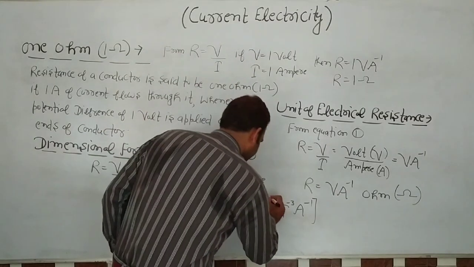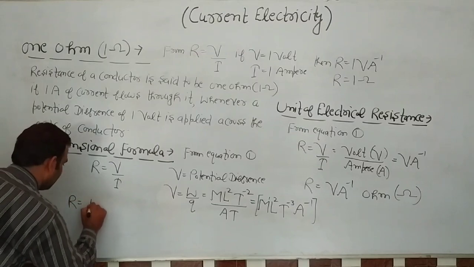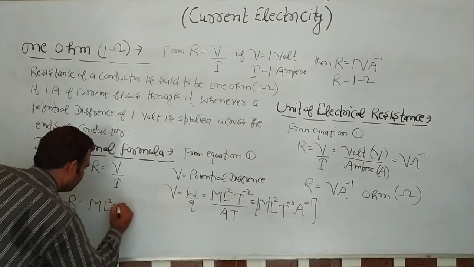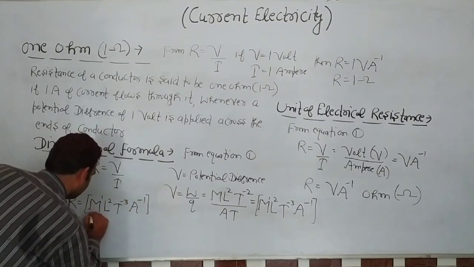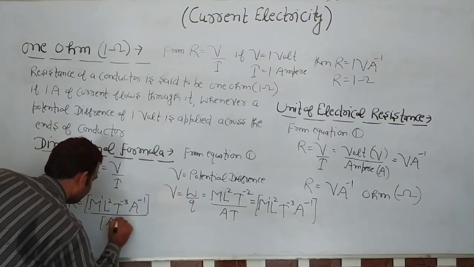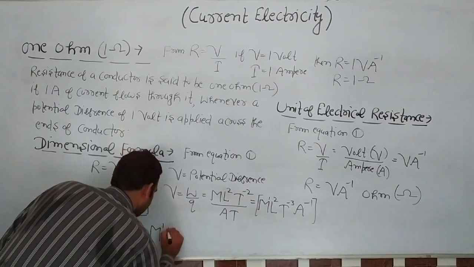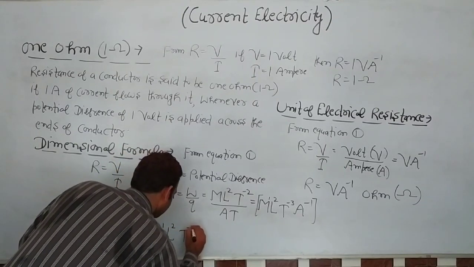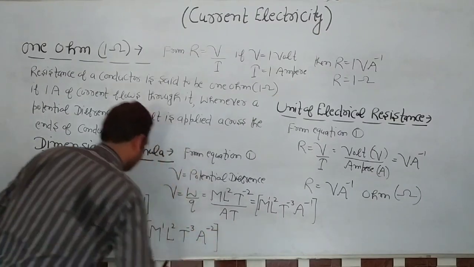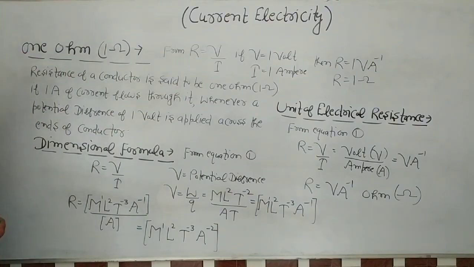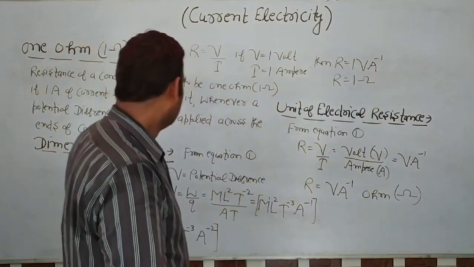M1 L2 T minus 3 A minus 1. फिर करेंगे R is equal to ये हो जाएगा M L2 T minus 3 A minus 1, और करंट की रीडिंग आ गया एम्पियर, तो M L2 T minus 3 और A minus 2. M L2 T minus 3 A minus 2. Clear है बेटे? This is the dimensional formula for the electrical resistance.